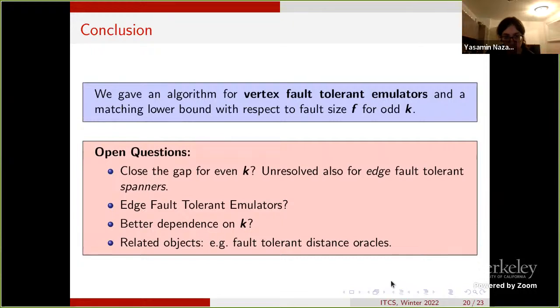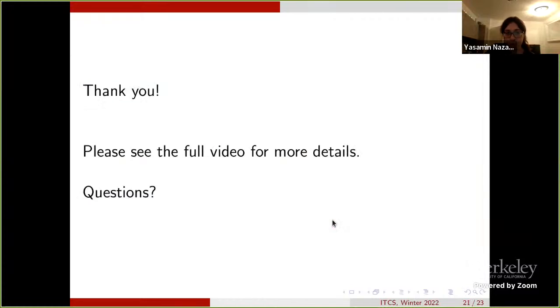So a few open questions. As I mentioned, we would like to close the gap for even K and remove the dependence on K in our bounds. Also, we want to see what happens if we have edge failures instead of vertex failures. And it's also good to see if we can get any algorithms for other related objects, such as distance circles. With that, I finished. Thank you, and please watch the full video for more details.